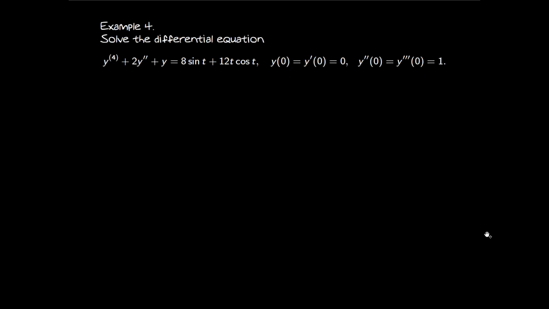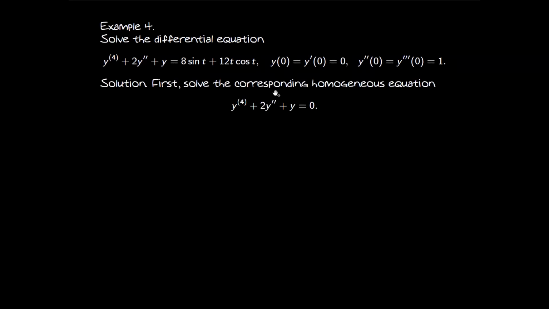Example 4. This time, we have an initial value problem. So we understand we have to first of all solve the non-homogeneous problem, and then apply the initial conditions to determine the constants. So first of all, let's solve the equation.